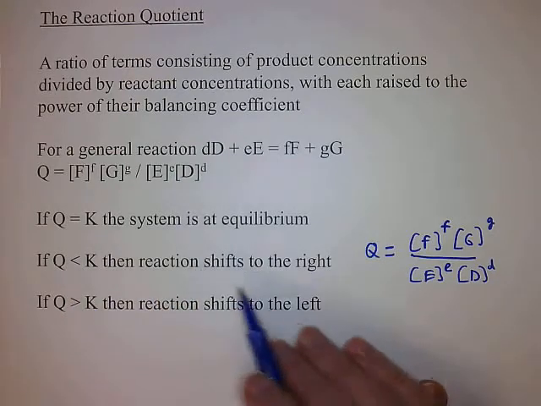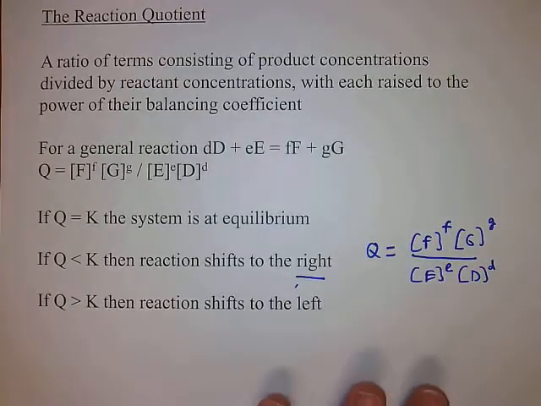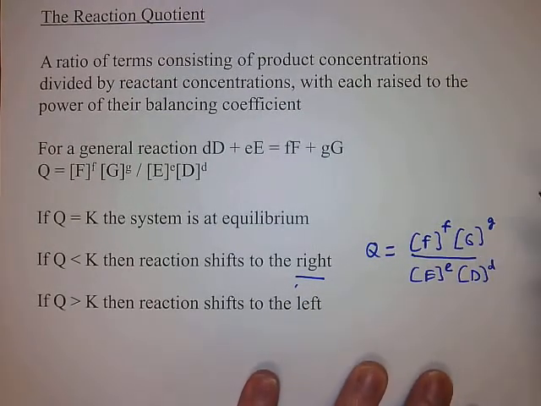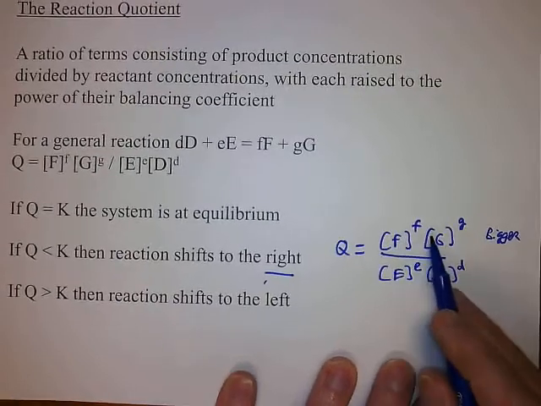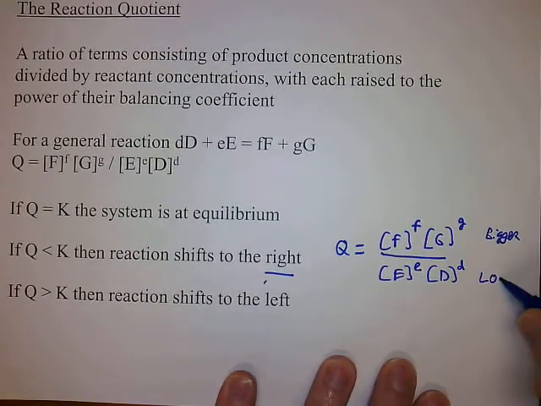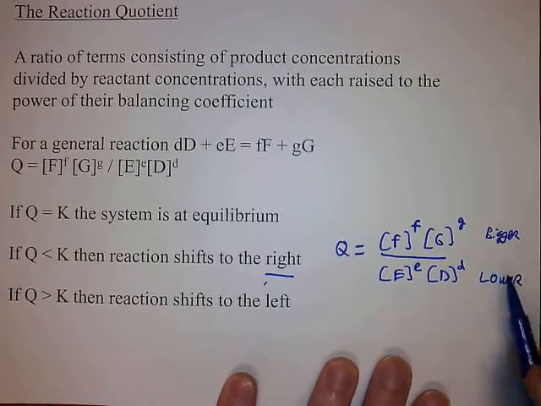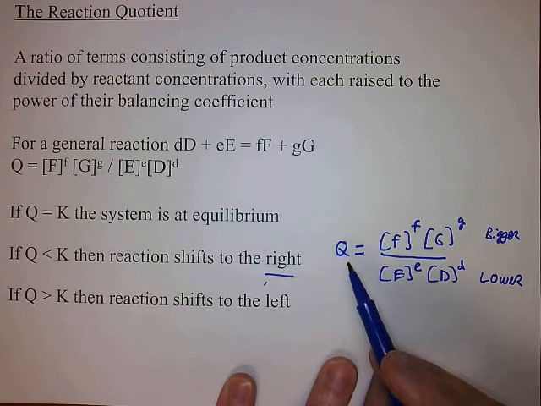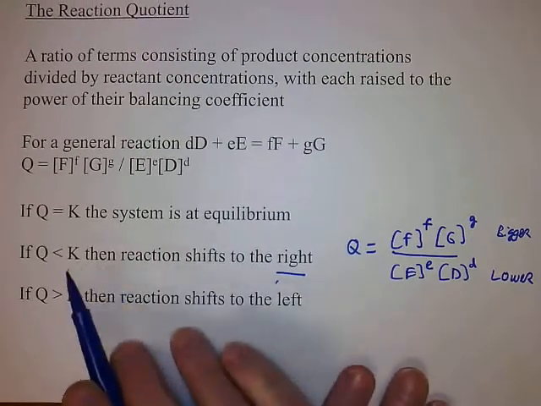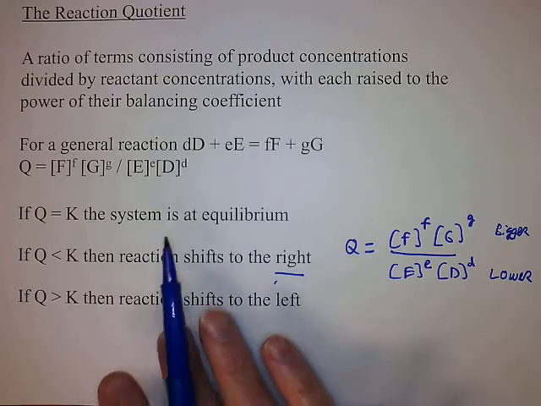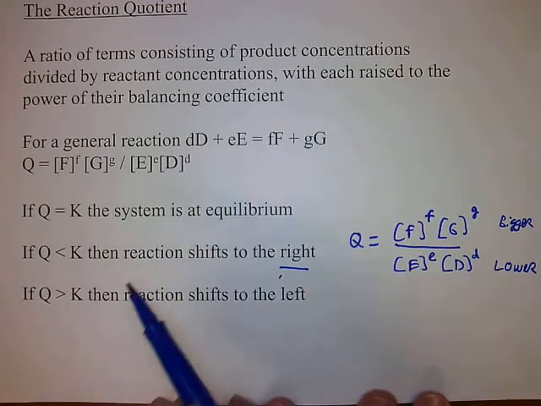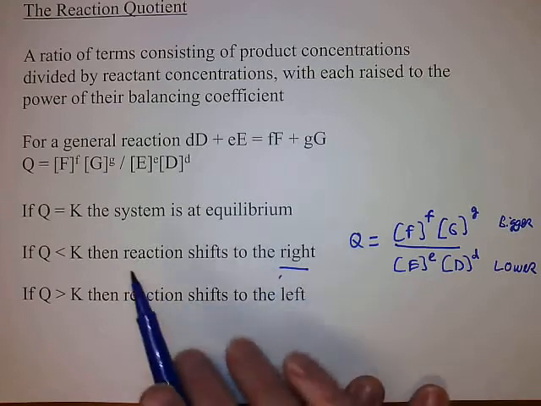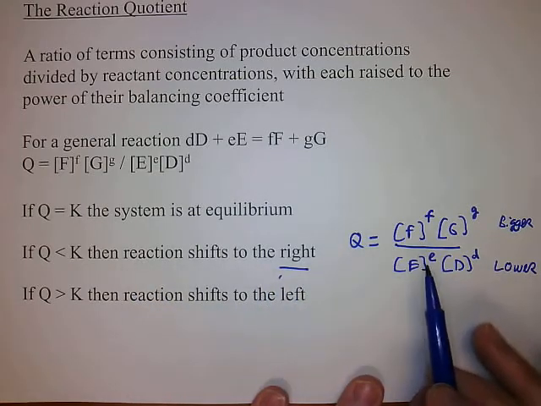Well, if the reaction shifts to the right, what's going to happen? As it shifts to the right, these numbers will become bigger, and these numbers will become smaller, right? So shifting to the right makes Q increase. So if Q is less than K, it's not at equilibrium. It's going to react until it is at equilibrium. How is that going to happen? By the reaction shifting to the right.